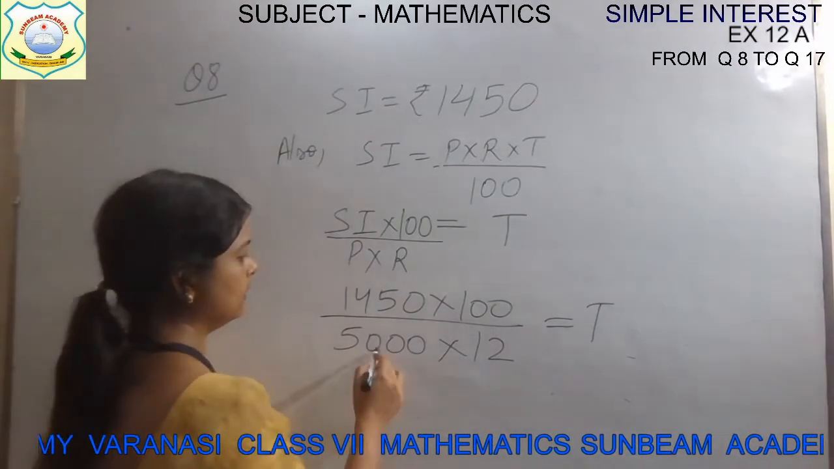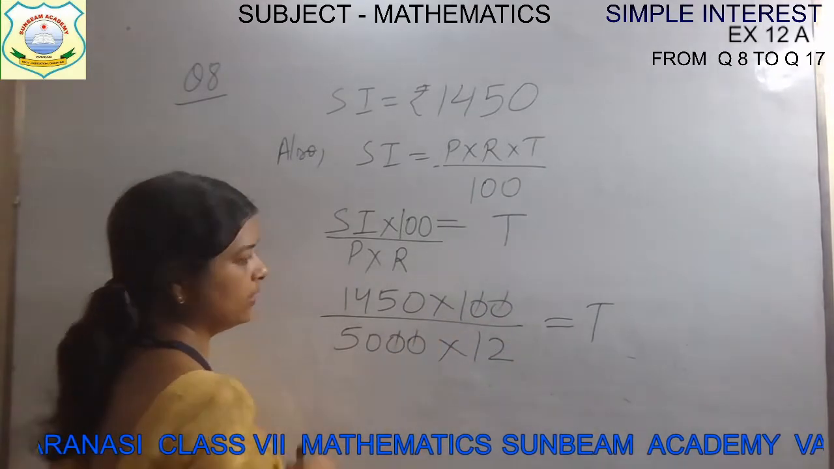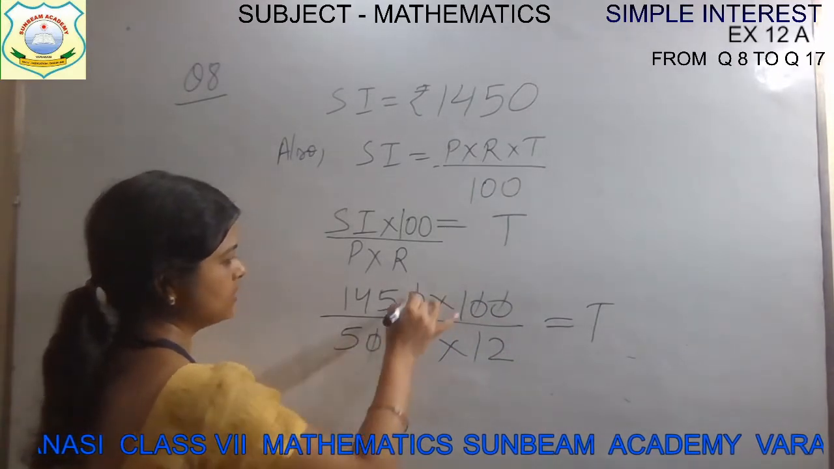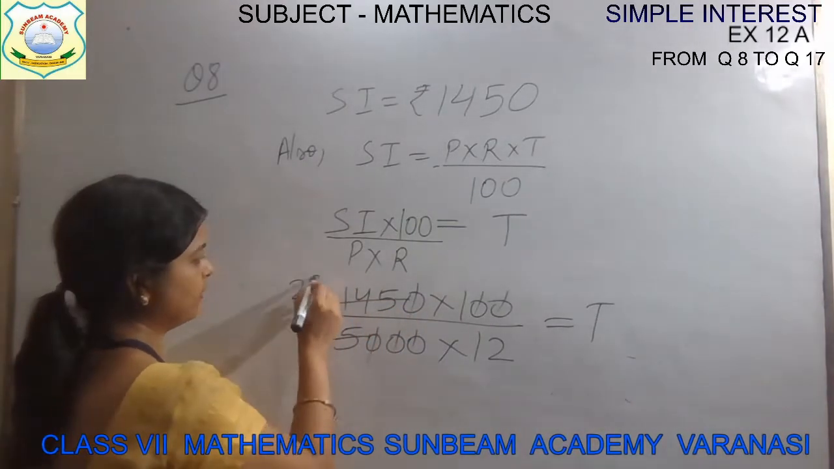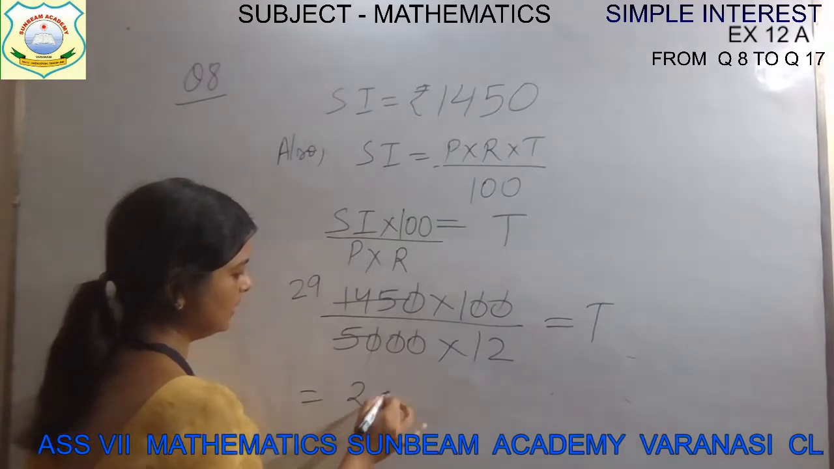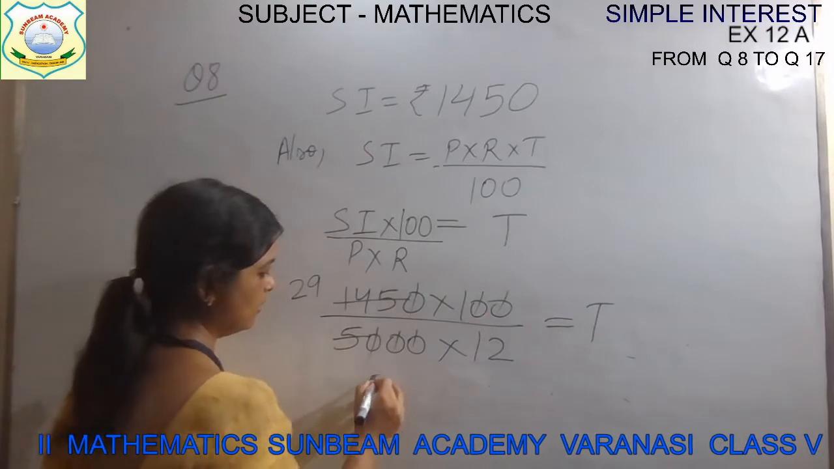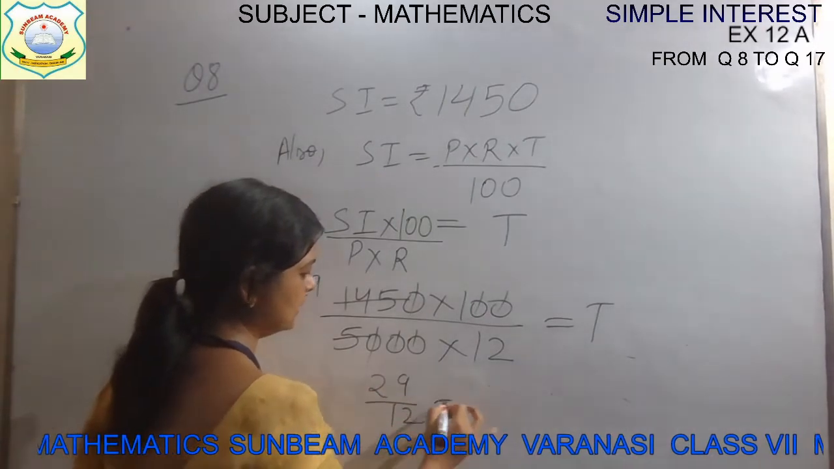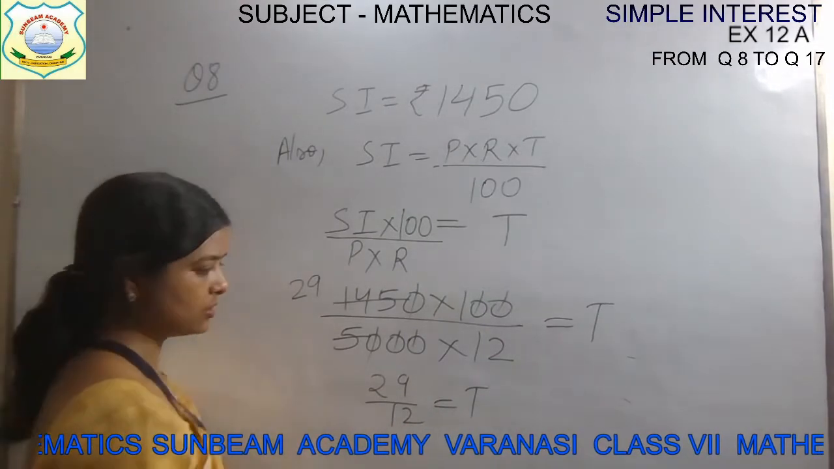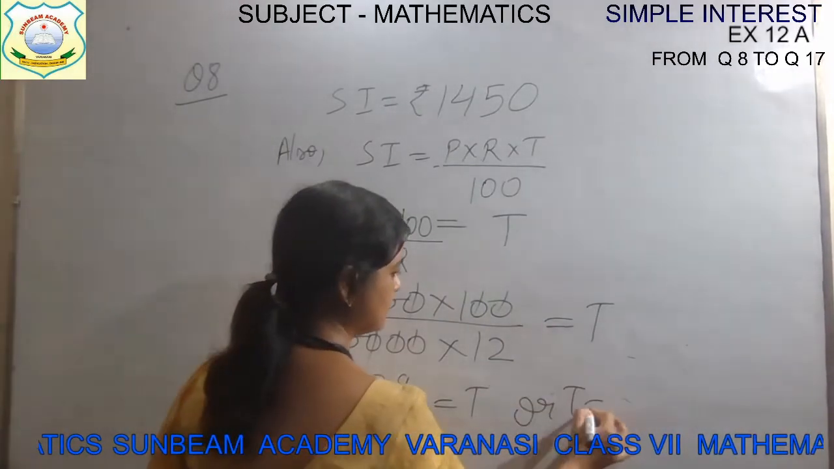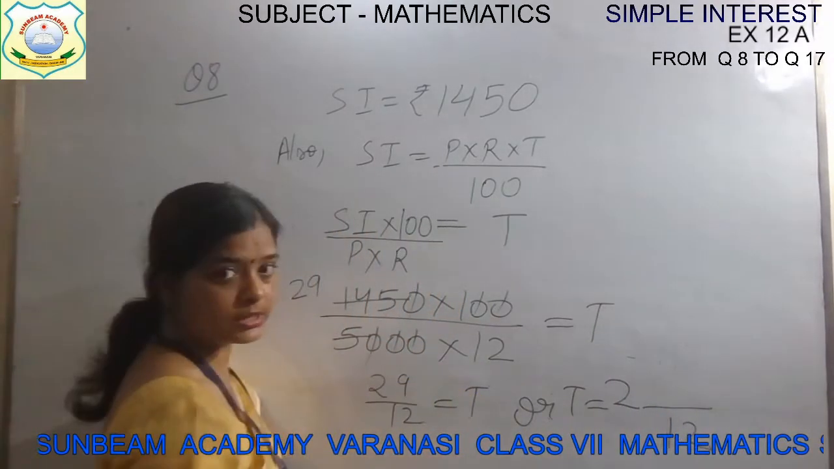If you calculate, 3 zeros we can cancel out. Now it's 50 only, and from 50, 1 zero is there, 5 times. 5 2s are 10, 4 is left, 5 9s are 45. So 29 by 12. Okay, 29 by 12. This is the time. Or we can change it into a mixed fraction. Time is equal to 12, 2 times is 24.